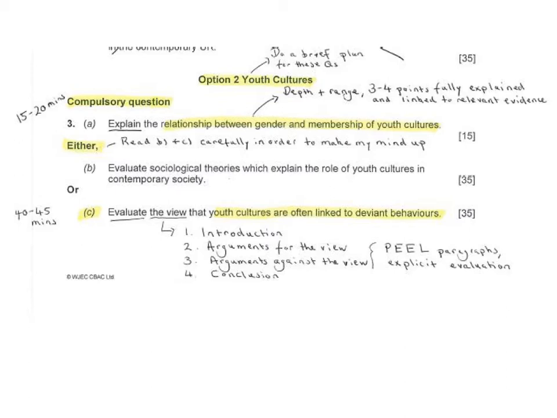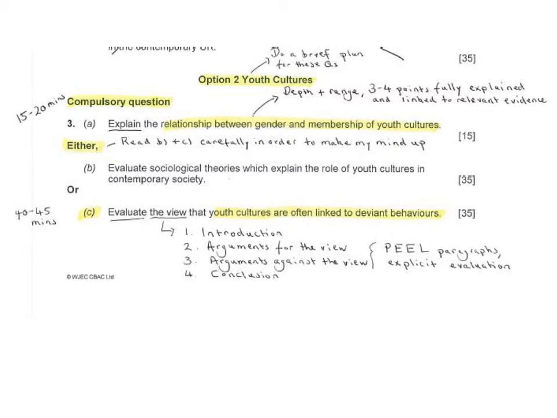Notice that the command word is explain. What that means is that a knowledge-driven answer is fine for this question. You don't need to display the skill of explicit evaluation for the 15-mark question. And this question is asking you to explain the relationship between gender and membership of youth cultures.